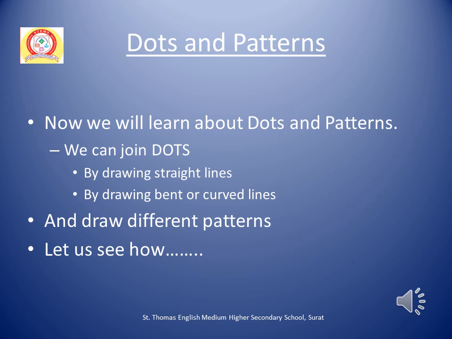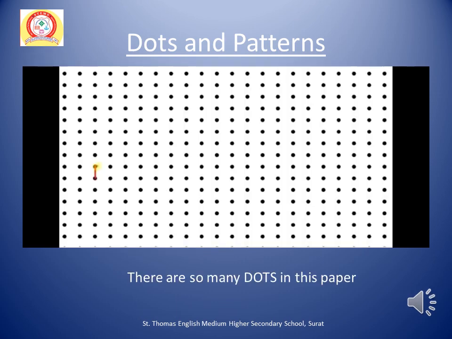We can join dots, number 1, by drawing straight lines. Number 2, by drawing bent or curved lines. And draw different patterns. Let us see how. Now here, dots and patterns. There are so many dots in this paper.